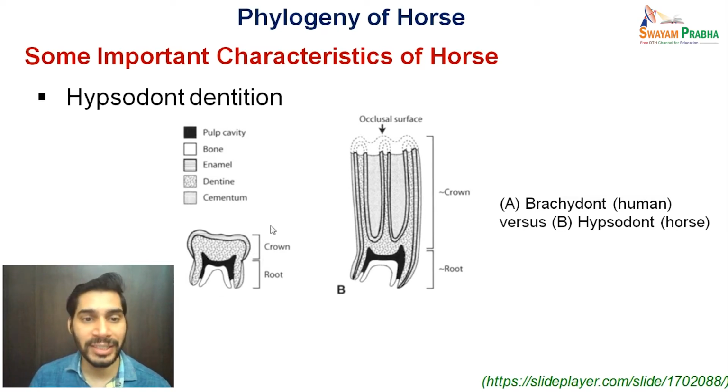Now on this side, you see a human tooth, which is brachydont, and here you see a hypsodont tooth of a horse. You can easily make out the difference between the two. The root is almost similar, but the size of the crown has increased a lot in the case of the horse tooth or hypsodont condition. So this is the major difference between brachydont and hypsodont, because they have a large crown which helps in better wear and tear in horses. So this is a hypsodont condition which is characteristic of a horse.